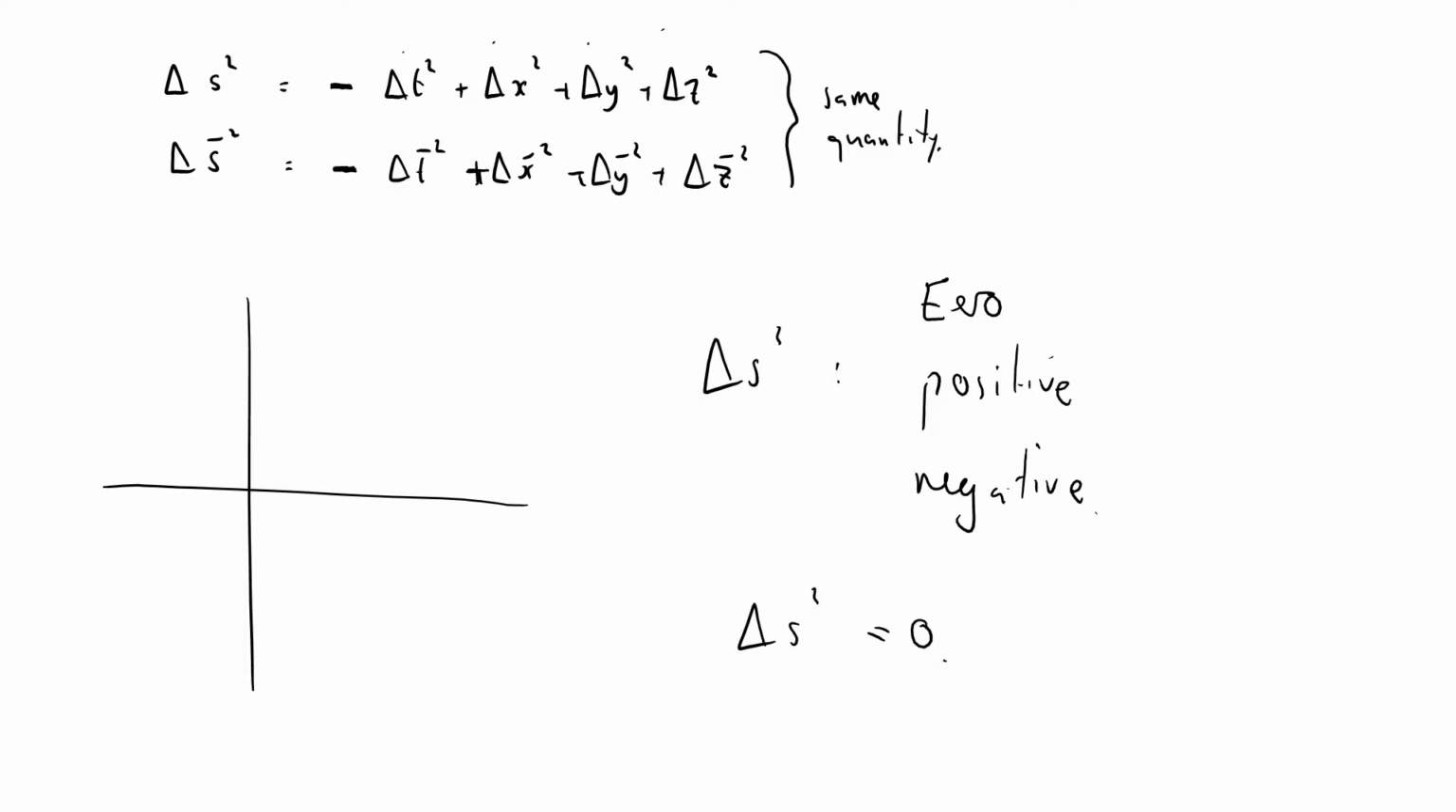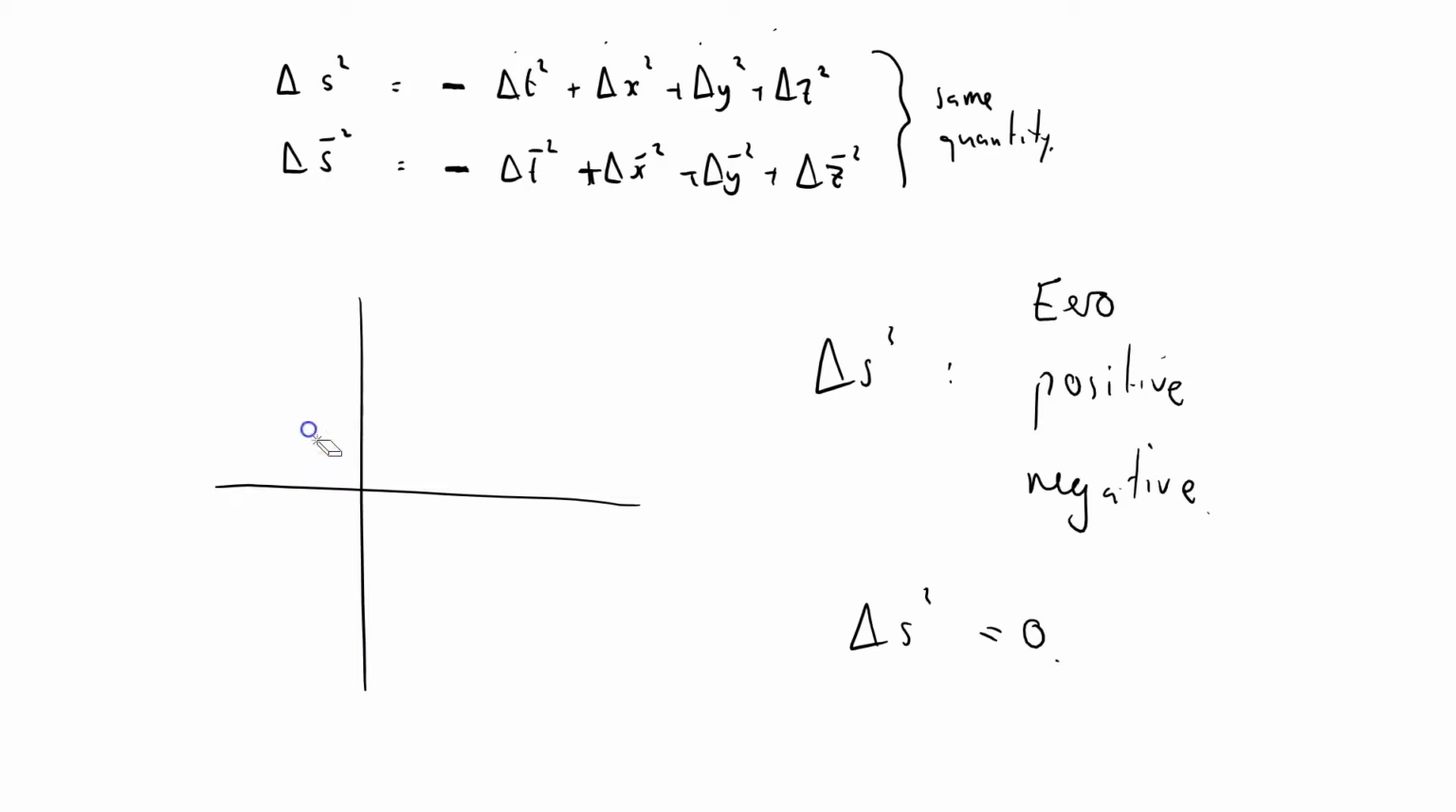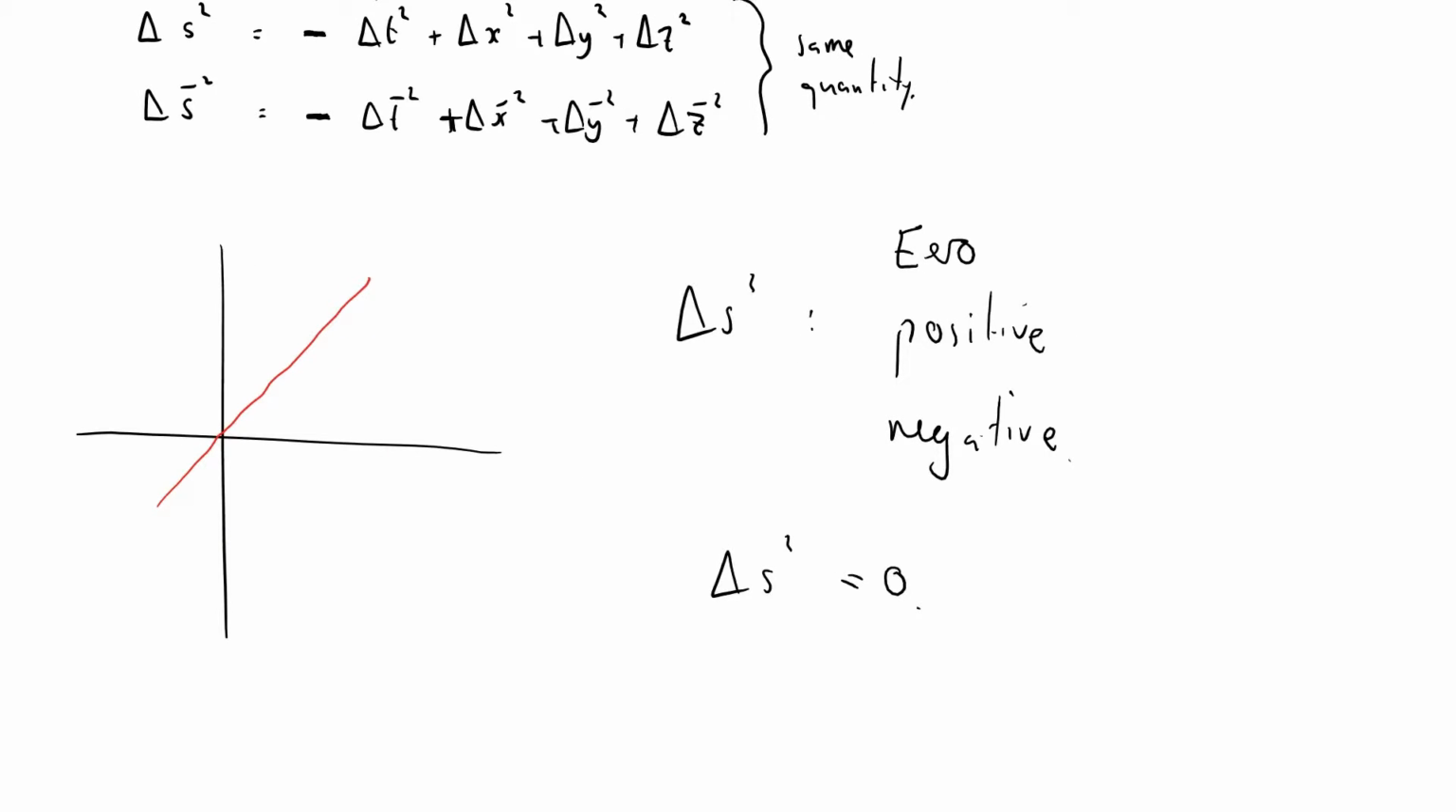So if we think about delta S squared equals 0, that corresponds to motion along a light curve. So that is what we call light-like. And I'm going to say it over and over again, that if it's light-like for one observer, it's light-like for all observers, because delta S squared is calculated as the same value for all observers.